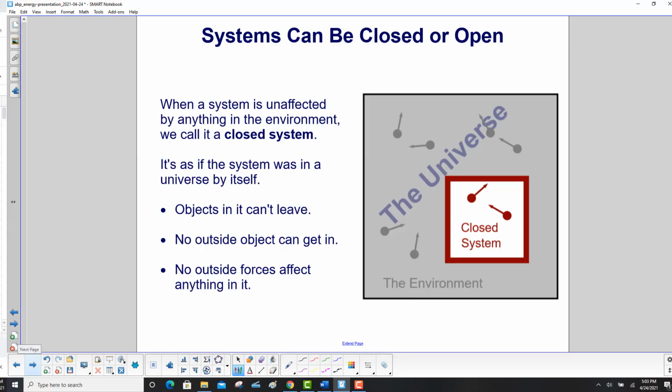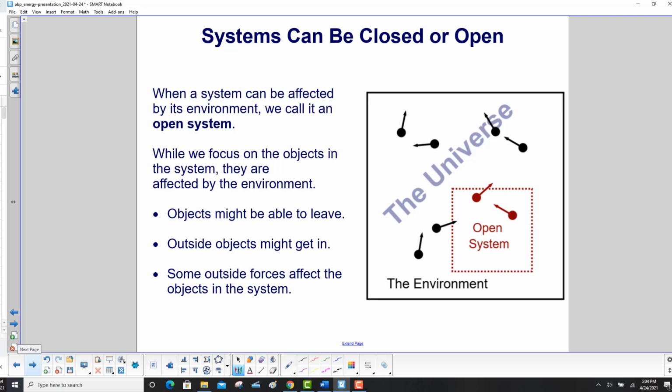When our system is unaffected by anything in the environment, we call it a closed system. It's as if the system was in a universe by itself. Objects in it can't leave, no outside object can get in, and no outside forces affect anything in it.